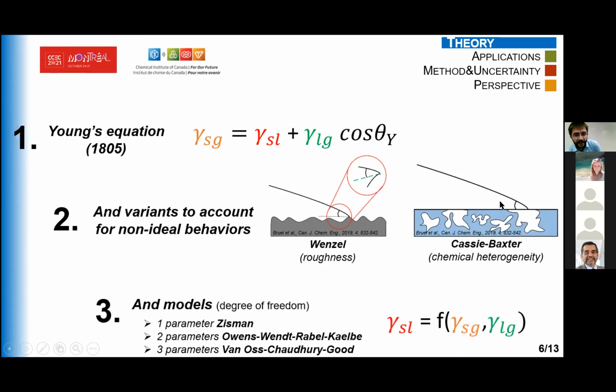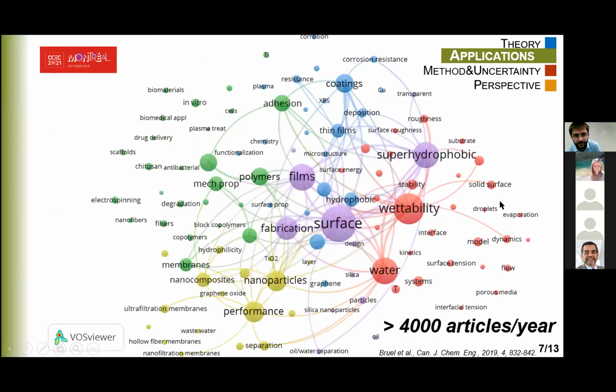And finally, eventually you will want to reduce your number of parameters by using equations that are actually described in the article. So let's speak a bit about the applications of contact angle. This is a VOSviewer graph of all the keywords that are used alongside contact angle in articles. So it concerns roughly 4,000 articles a year.